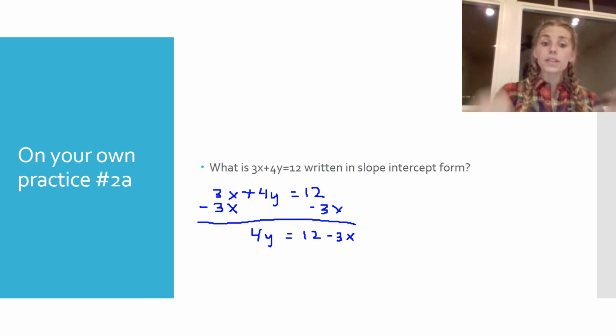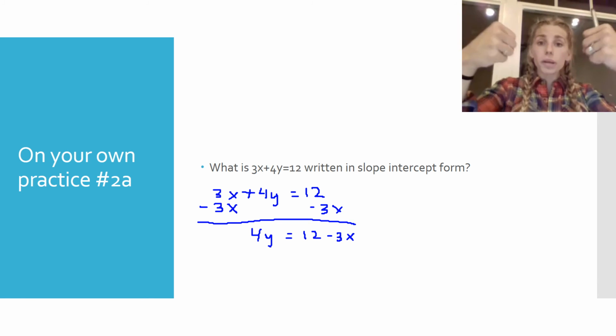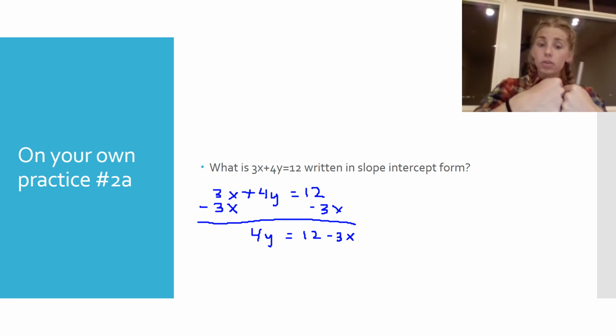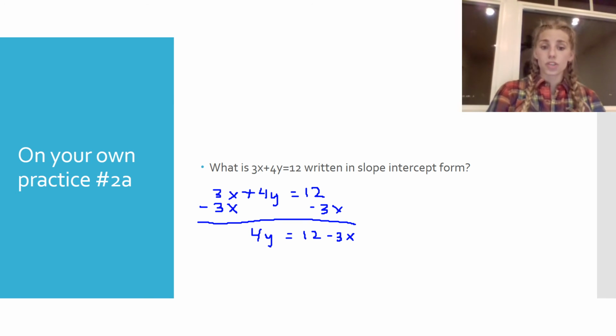Our last step is to separate the 4 and the y. 4 and y are being multiplied together. Remember, there's no symbol in between them. They're just being multiplied together. So in order to pull them apart, we have to use division. So we'll divide everything on both sides by 4.